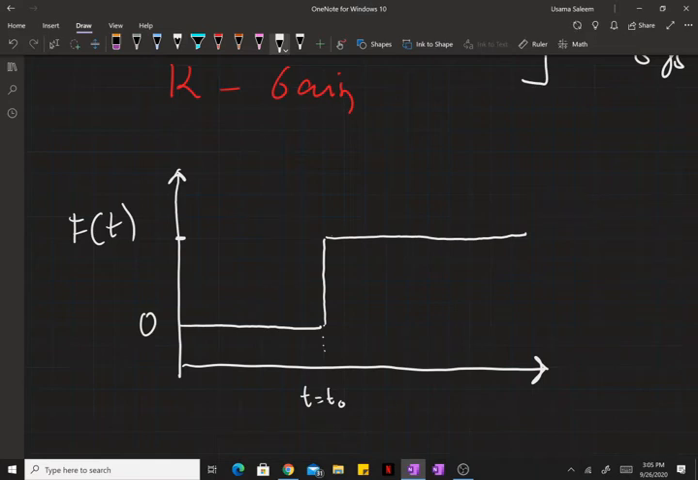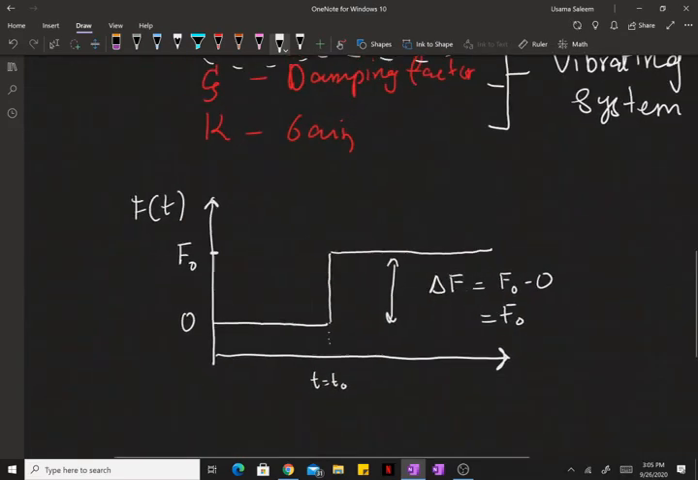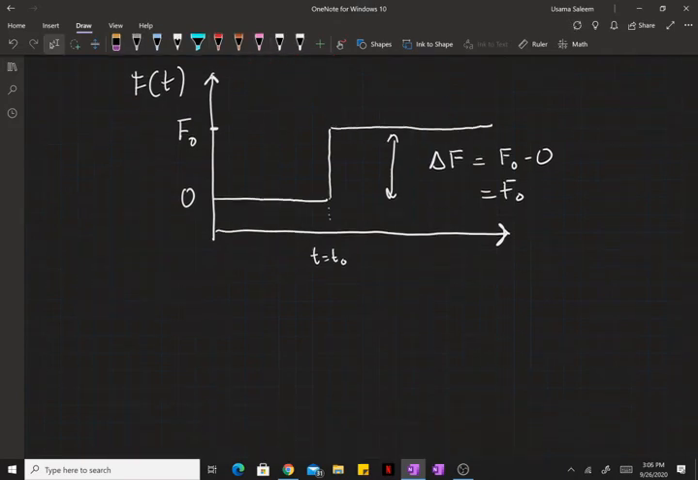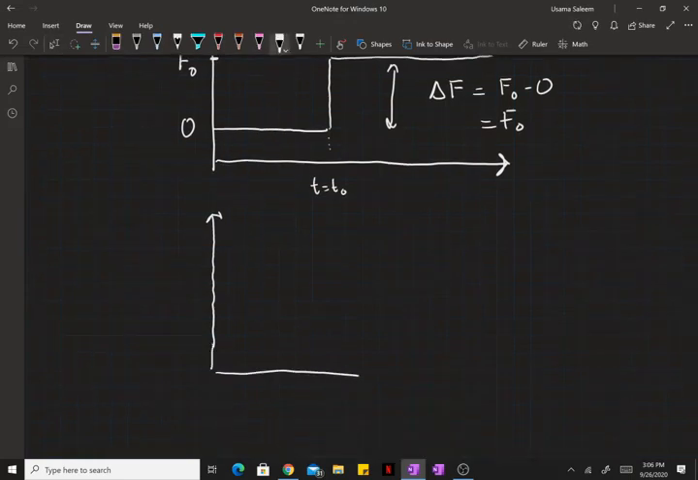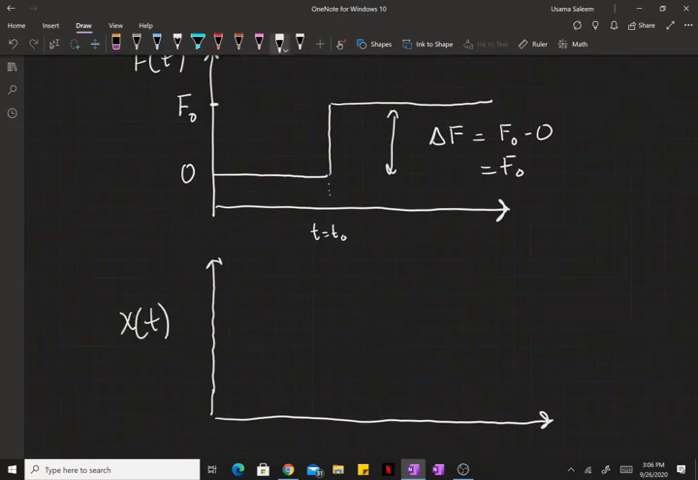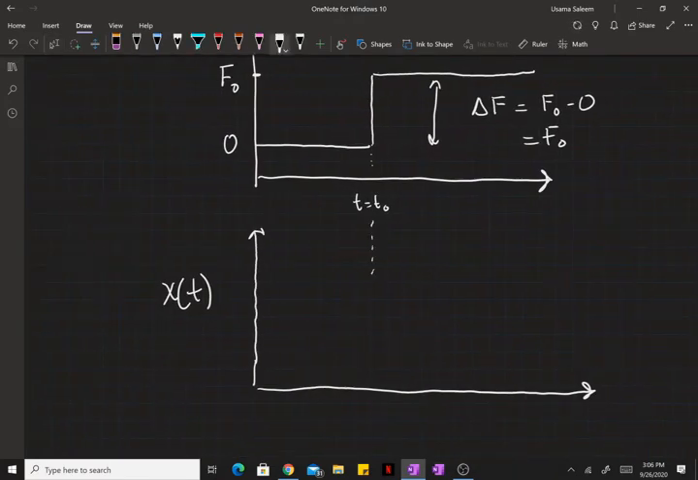We're gonna call that f naught. So the total change in f was delta f equals f naught minus 0 equals f naught. Okay. We have studied the response of a first order system earlier. Now we're gonna look at the response of a second order system and the parameters that are going to be critical in this response.